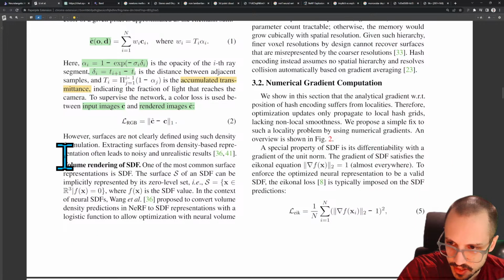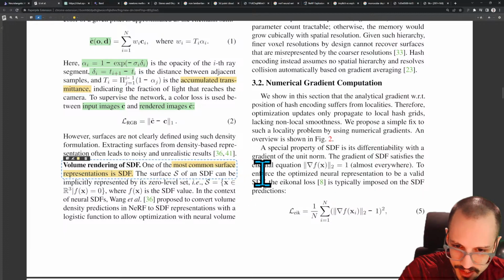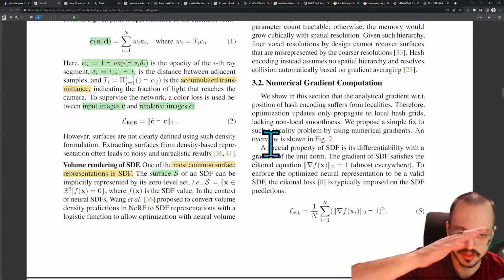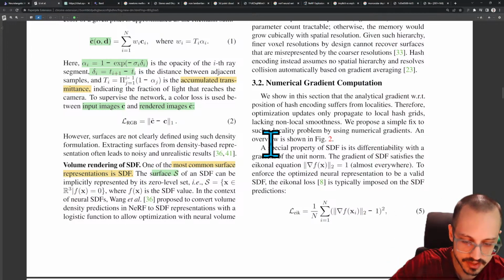Okay. Volume rendering of an SDF. One of the most common surface representations is SDF. I don't know if I would call this the most common surface representation. I would say that meshes with vertices are more common than that, but SDFs are pretty common. So a surface S, think of a mesh in your head, right? It's just like a flat surface in a 3D volume.